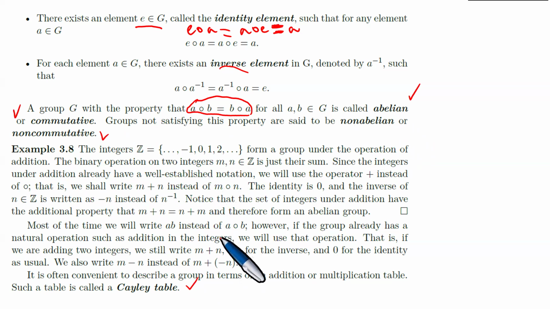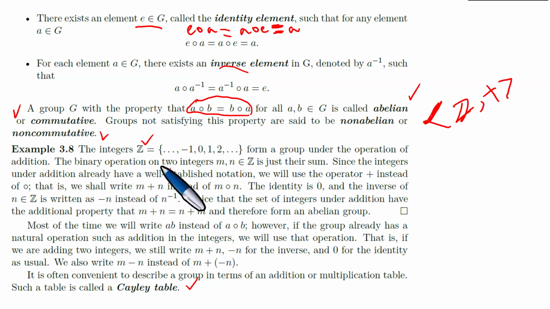Okay, now let's discuss the Cayley table in relation to the integers modulo n and the integers in general, but also the symmetries of triangles and rectangles. Let's look at example 3.8. So the integers Z, which are minus 1, 0, 1, 2, and so on. This is all the integers, not only modulo something. They form a group under the operation of addition. So in other words, we define a group Z plus like that.